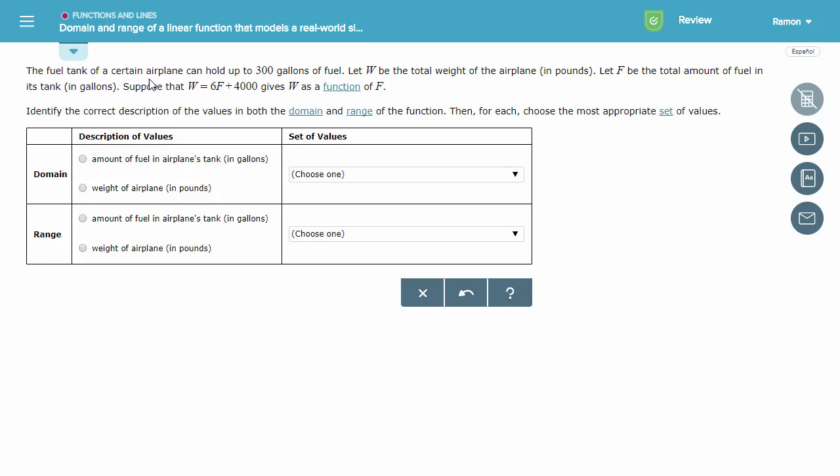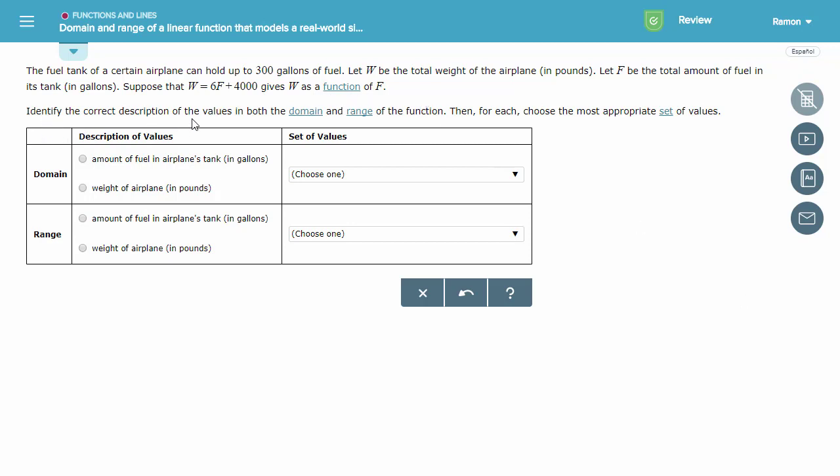The fuel tank of a certain airplane can hold up to 300 gallons of fuel. Let W be the total weight of the airplane in pounds. Let F be the total amount of fuel in its tank in gallons. Suppose that W equals 6F plus 4,000 gives W as a function of F.